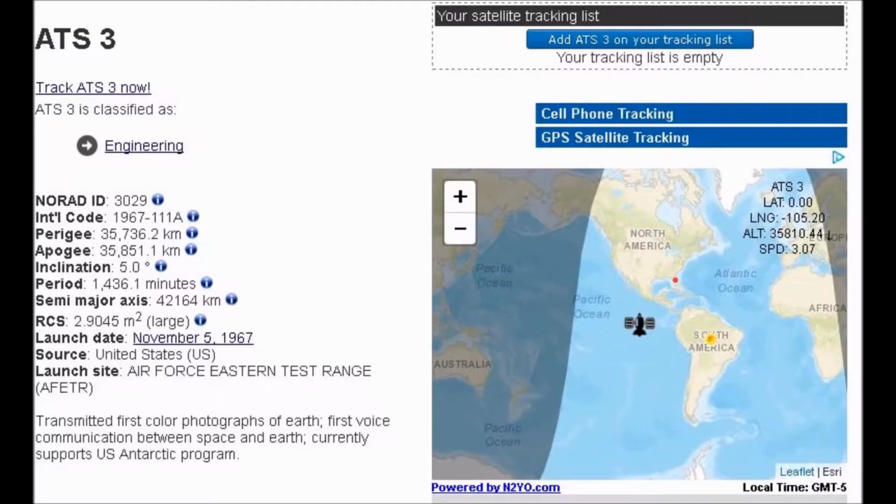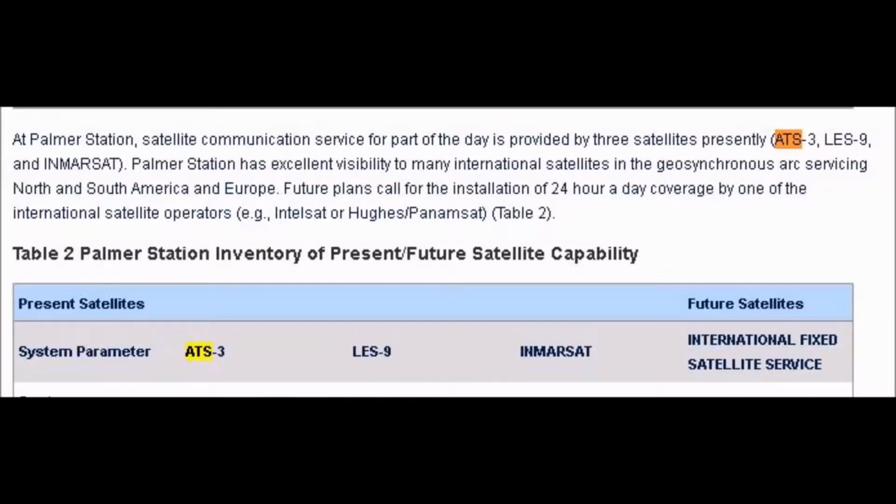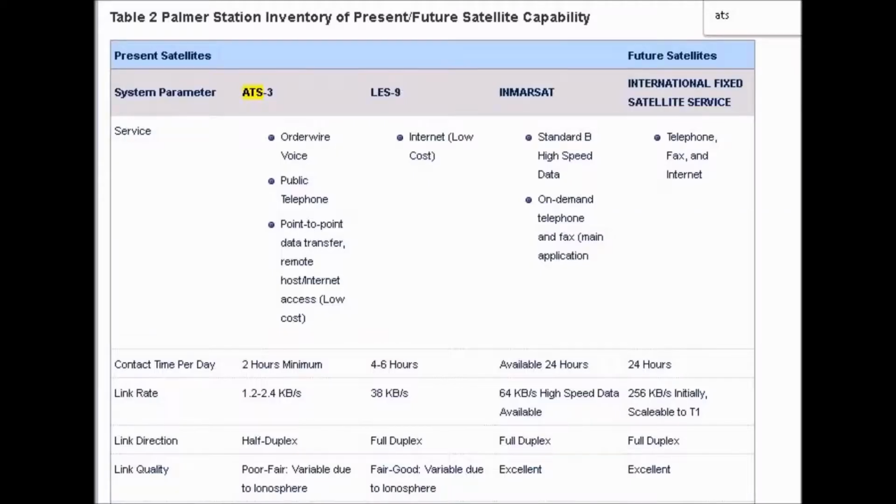Here's the other very strange thing about this satellite: they claim that it's not being used by NASA, but it is still being used by the Antarctic mission. The Palmer station in Antarctica currently uses this satellite from 1967. And you can see here, they say this satellite is now still being used for order wire voice, which is one of the services, public telephone, and point-to-point data transfer, remote hosts / internet access.